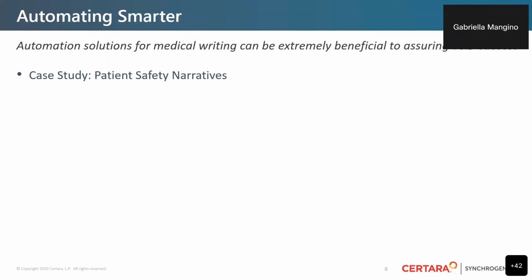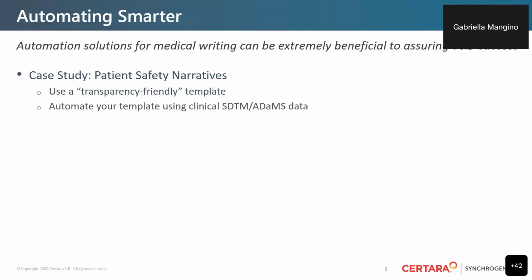So think about the volume of PPD that appears within all of those narratives. First and foremost, we want to use a transparency-friendly template. We want to write not referencing our gender. We want to write generalizing which age or country, any other demographic fields that we can. And perhaps we even want to automate our template using clinical SDTM or ADaM data.